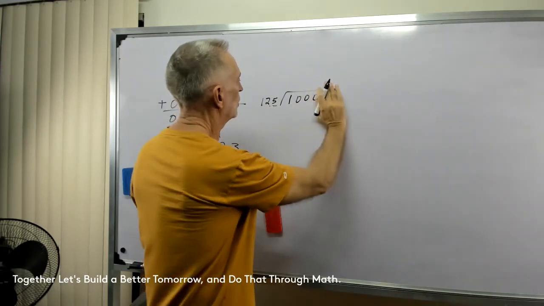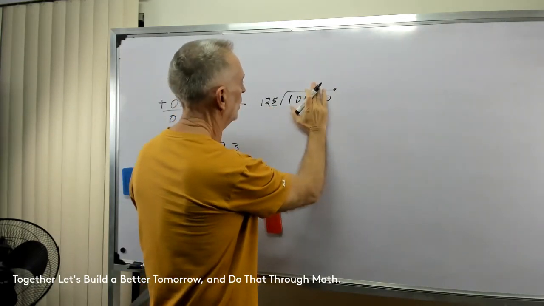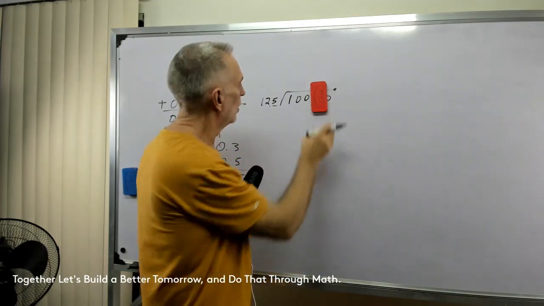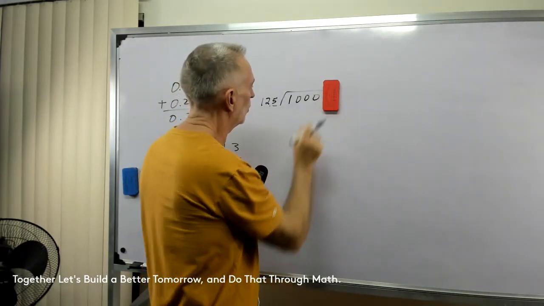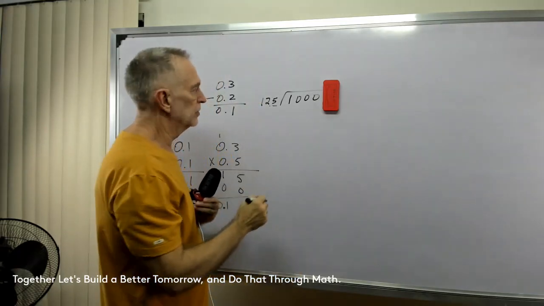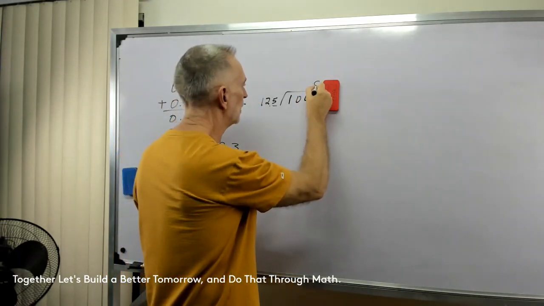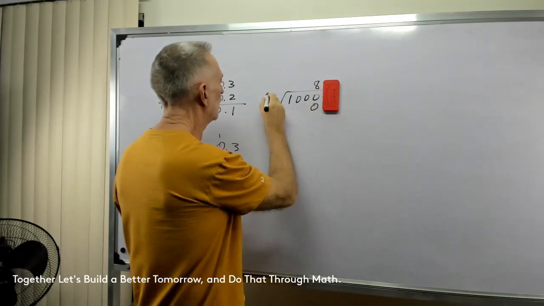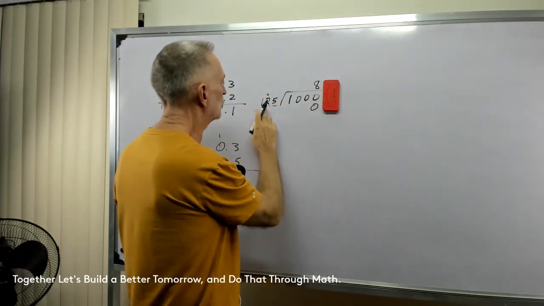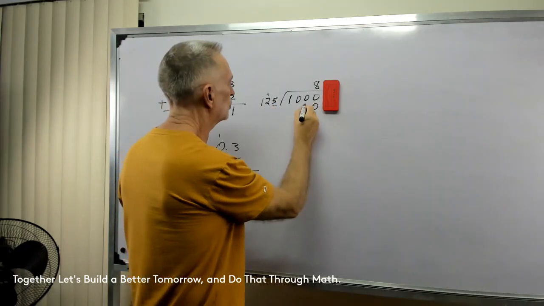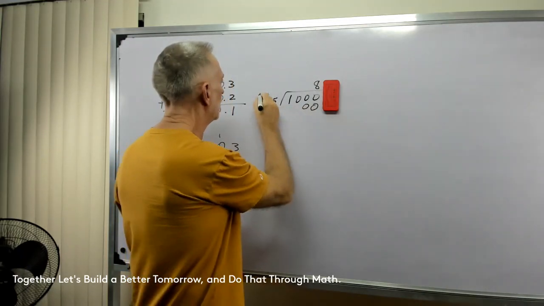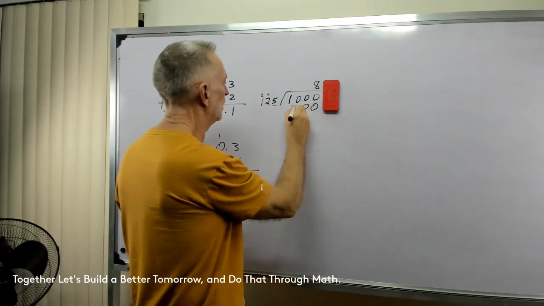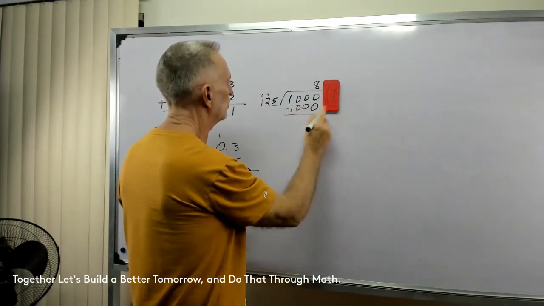Now then, 125 will go into what? Will it go into 100? No. Will it go into 1,000? Yes, 8 times. 8 times 5 is 40. Carry the 4. 8 times 2 is 16. Plus 4 is 20. Carry 2. 8 times 1 is 8. Plus 2 is 10. So that gives me 0.